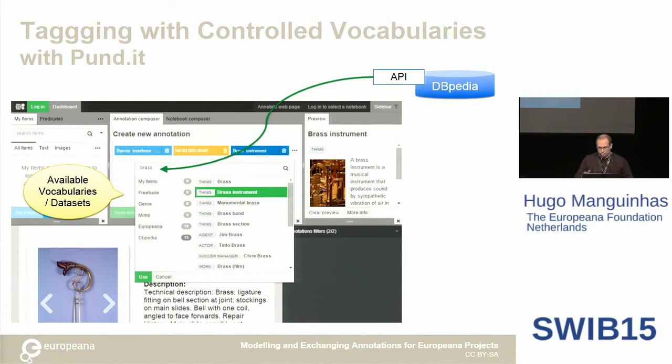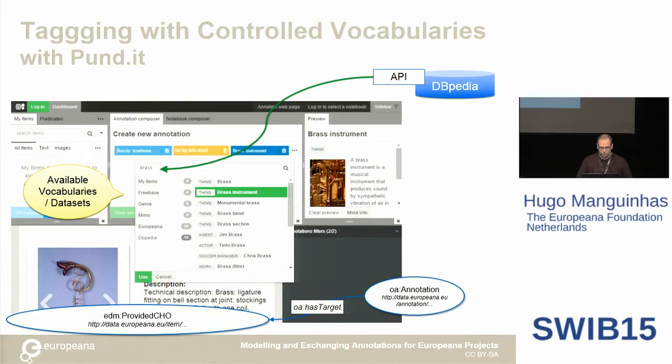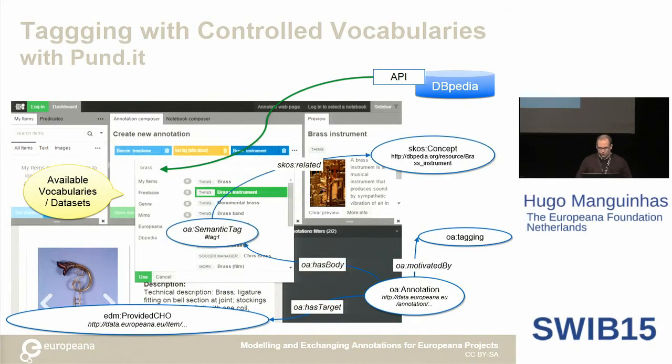So they pull in from DBpedia using the API. How is it expressed? We have an annotation with a DM provided CHO as a target. The motivation is tagging, but in this case we'll have a semantic tagging as a body with a relation to the concept. This is actually using the Web Annotation Protocol with the version prior to the 15th of October, which in the new version probably won't have semantic tag, only via specific resource.